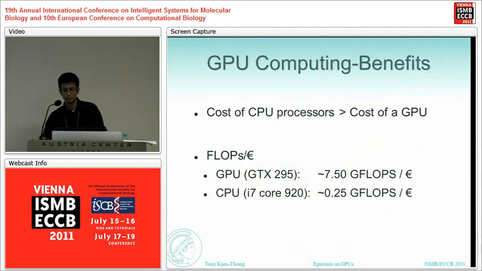Another benefit is cost. Once you factor in the performance, CPU is much more expensive than GPU. This is of importance, especially these days with the economic status that we're in. Flops per euro, this is just a very generic snapshot of what I saw on the internet. We can boil it down to roughly 7.5 gigaflops per euro for GPU, and CPU is only 0.25 gigaflops per euro.